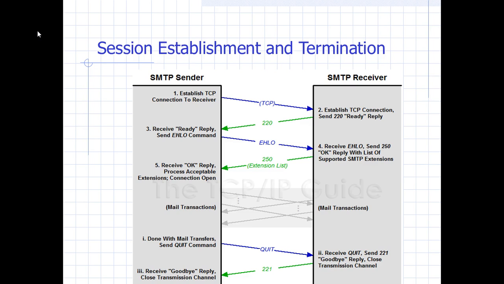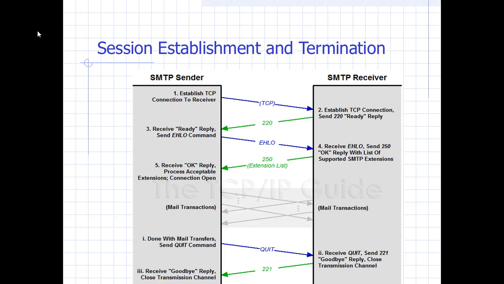So session establishment and termination is something that we are seeing now. SMTP sender and SMTP receiver. First, it establishes the TCP connection to the receiver. Then, after establishing the SMTP TCP connection, the SMTP receiver would send a 220 ready reply saying that it is ready to accept the connection.